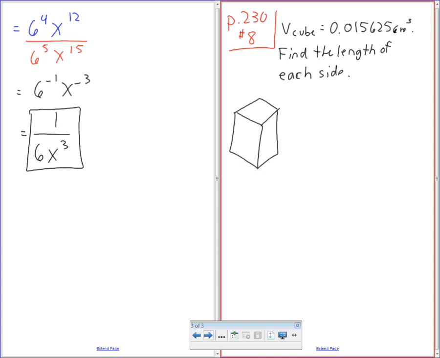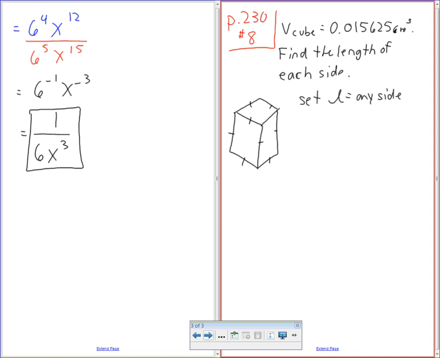Now, if it's a cube, what do we know? Luke. All the sides are equal. All the sides are equal. So this is going to be like L, those are all the same. So I'm going to set L equal to any side.